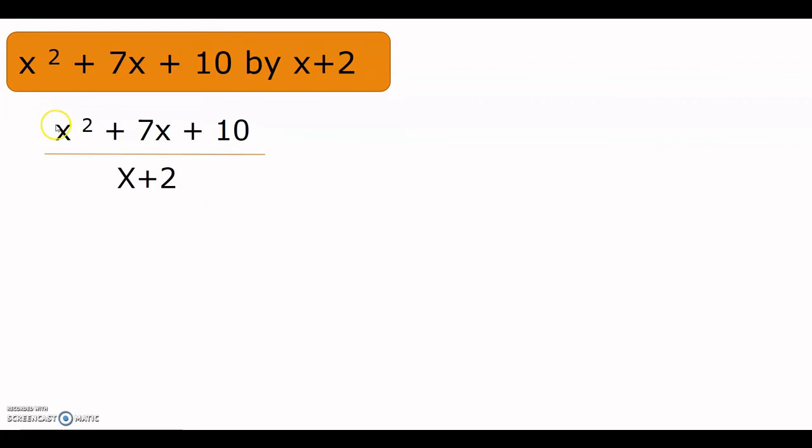So we will factor our trinomial here. To get the factor, we have to look for the first term and the last term. So the factor of first term x squared is x and x.